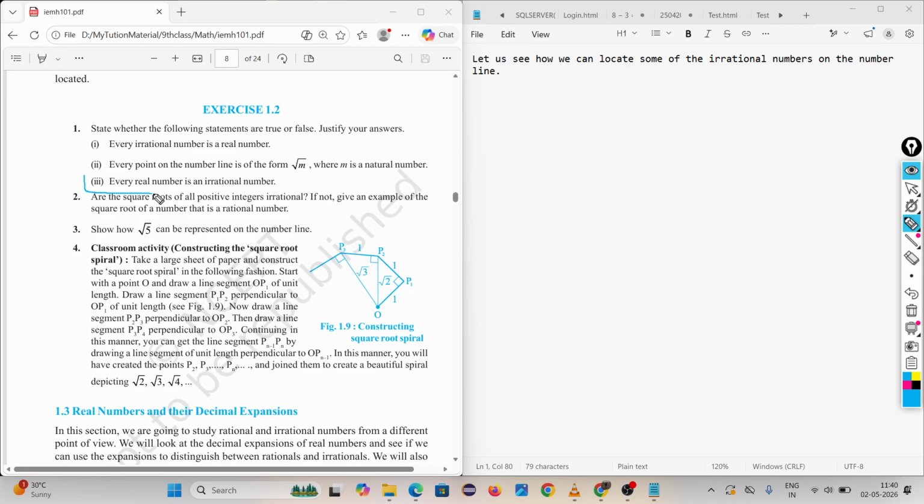Then third question. Every real number is an irrational number? Every real number is a bigger container, and it is of two types: rational or irrational. But the question is saying every real number is an irrational number. No, because 3 is a real number. Is it irrational? No. Understand or not? Yes, sir. Then come to question number 2.